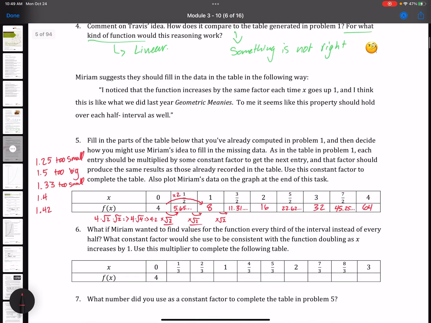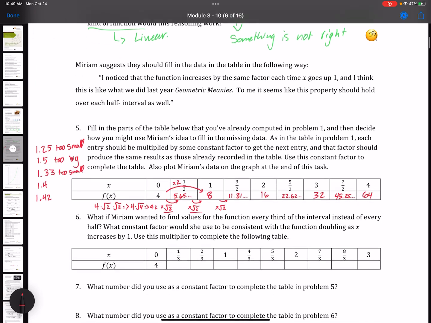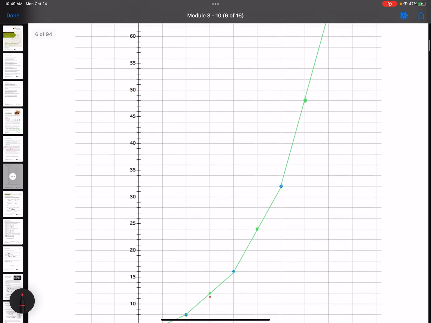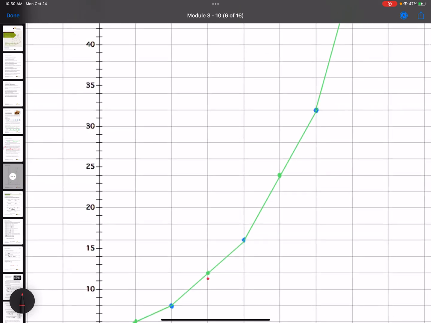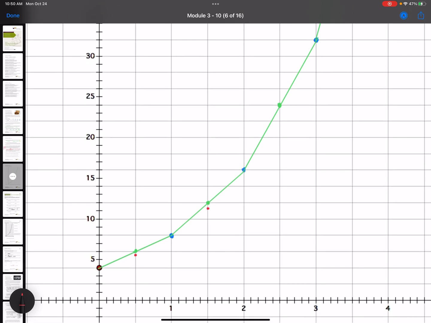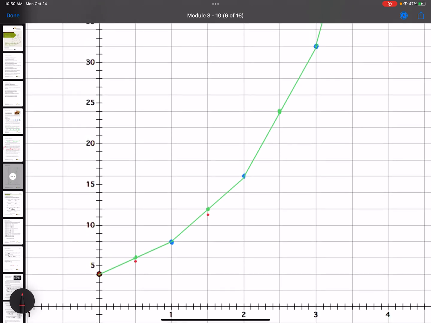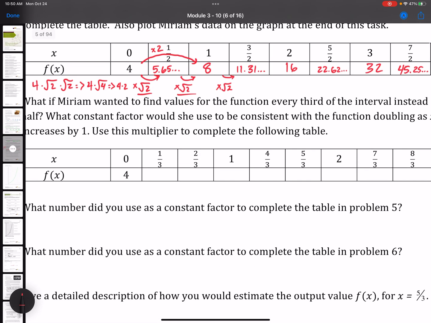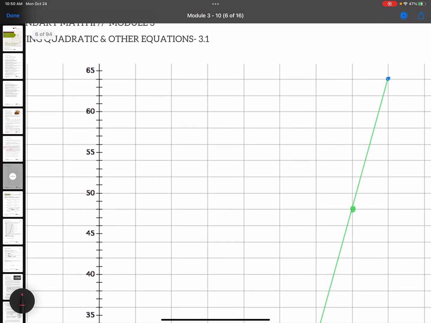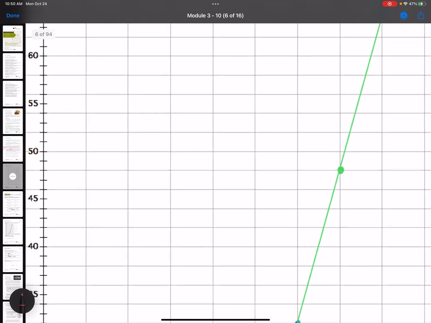And then it is 5/2 or 2.5 and 22.62. Oh, wait, the green, yes, 22.62. So we can see that this is pretty consistently beneath where Travis's was, right? And then 45.25, so now we're at 45.